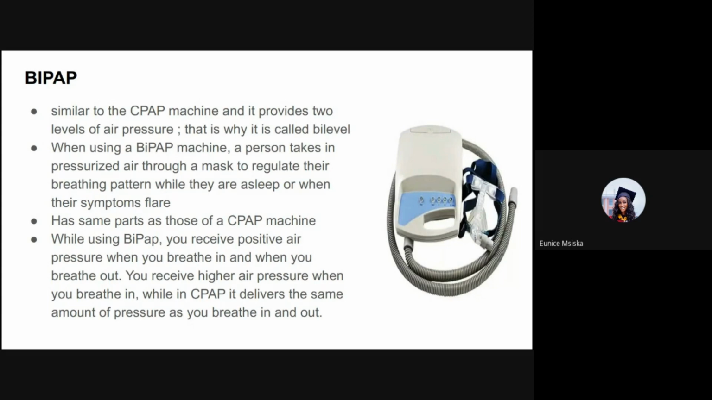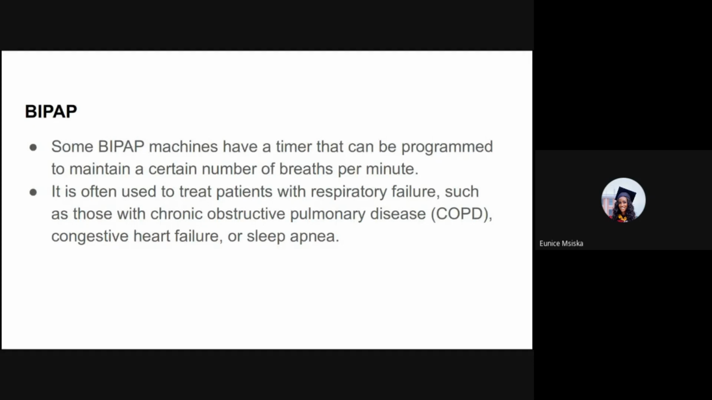While using a BiPAP, you receive positive air pressure when you breathe in and when you breathe out. You receive a higher air pressure when you breathe in, while CPAP delivers the same amount of pressure as you breathe in and out. So these machines are called bi-level because they have 2 air pressure settings. When you breathe in, BiPAP machines deliver more air pressure, and this is also known as inspiratory positive air pressure. And when you breathe out, the machine reduces the air pressure, and this is called expiratory positive air pressure.